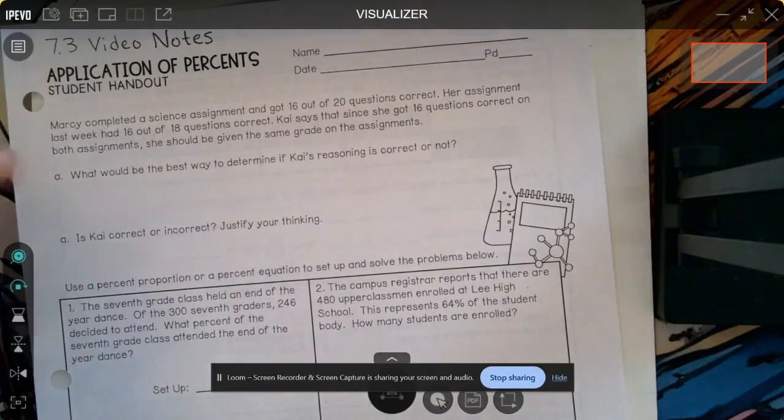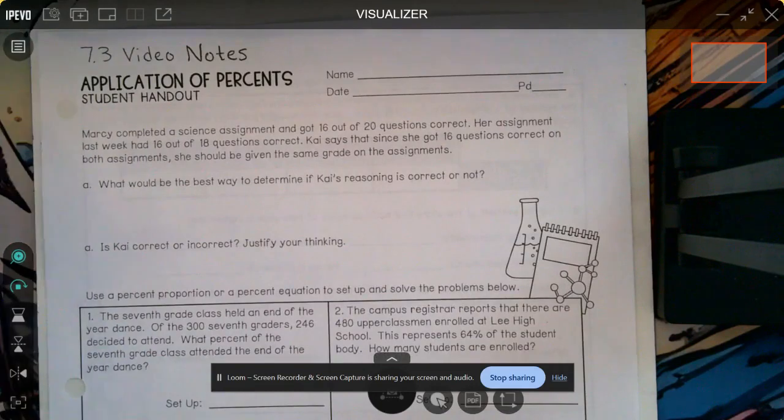Hey homies, welcome to 7.3, where we're going to look at how we can apply our knowledge of percents and proportional relationships to solve a variety of problems.